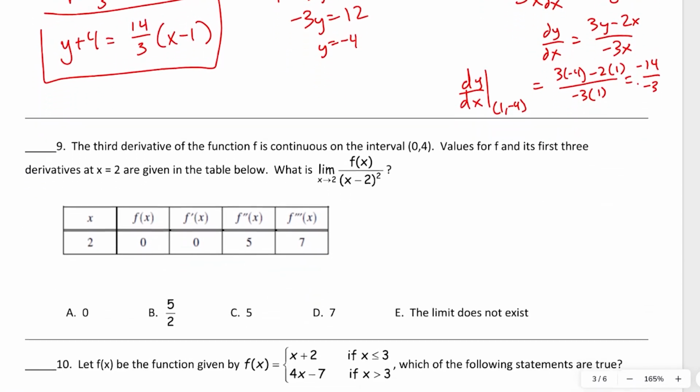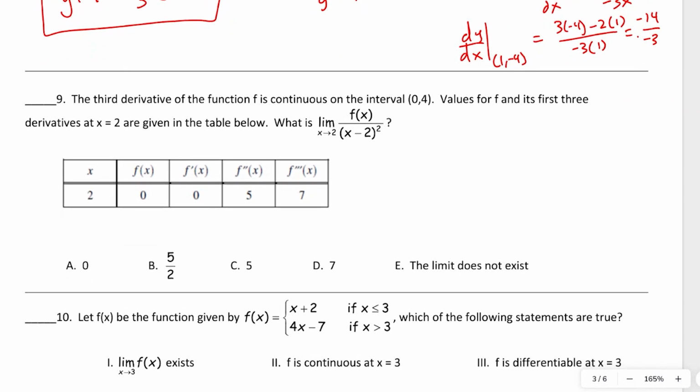Number 9, the third derivative of a function f is continuous on the interval 0 to 4. Values for f and the first 3 derivatives at x equals 2 are given in the table below. What is this limit? I'm guessing this is going to be a L'Hopital's rule question, but let's just check. If I plug in 2, f of 2 is 0, and 2 minus 2 is 0. So yeah, we're going to have to use L'Hopital's rule here.